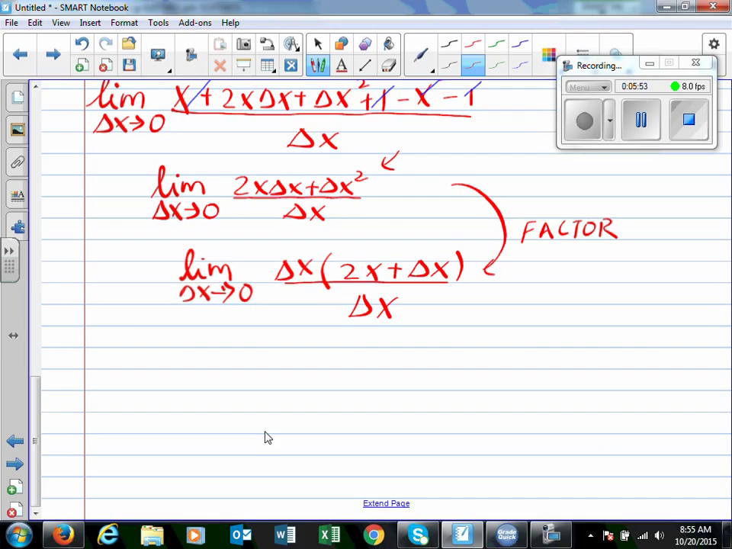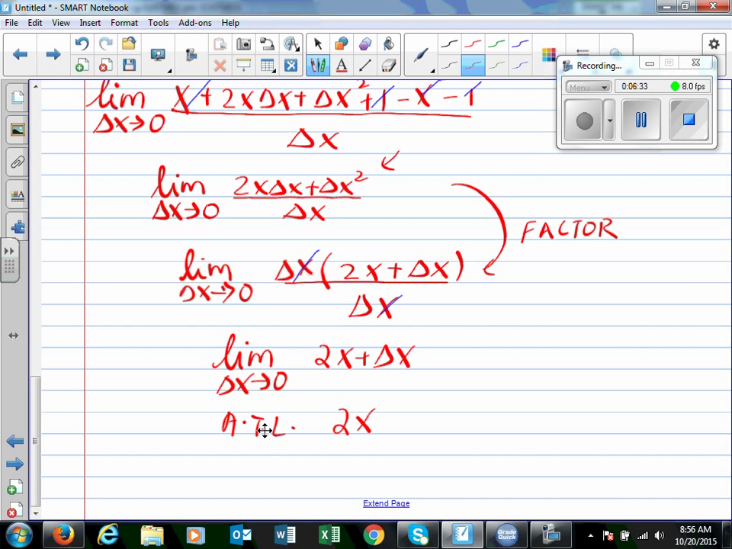So now what happens to this expression? You factor the whole thing now, you cross these two out. You cross the delta x out, and you end up getting the limit as delta x approaches 0 of 2x plus delta x. Now you apply the limit. What do you get? 2x. That's it. So the derivative of x squared.